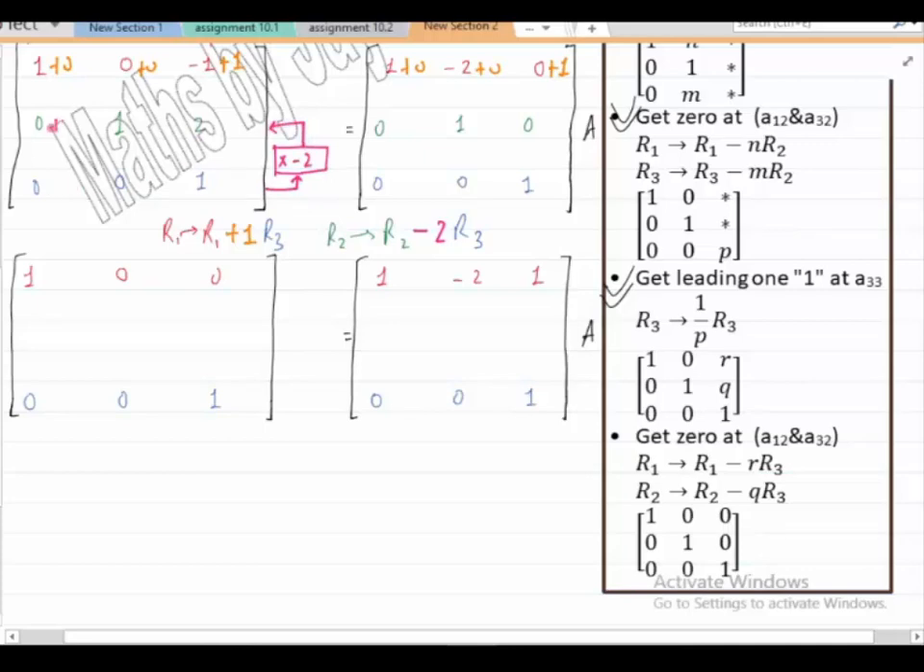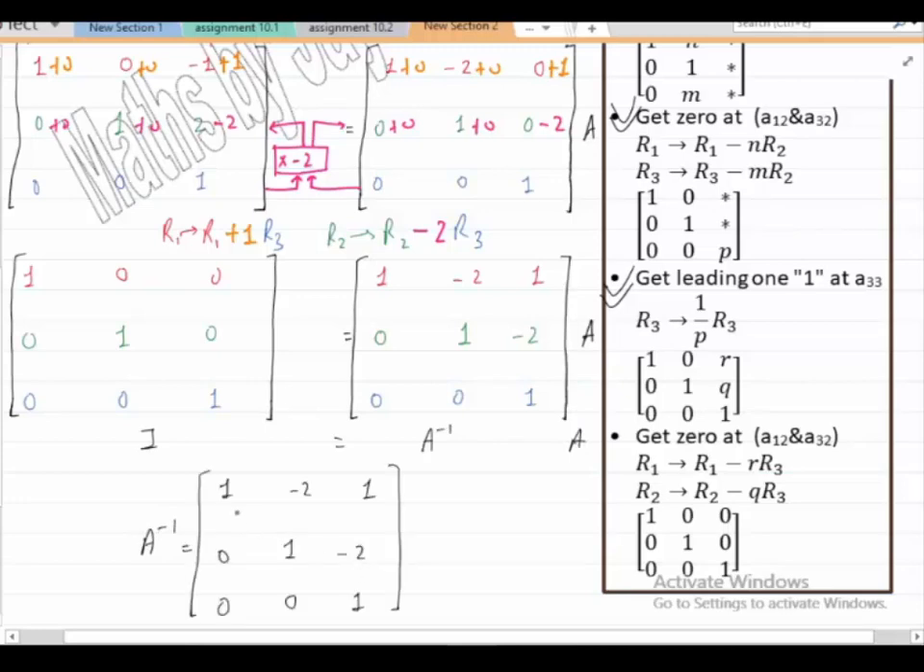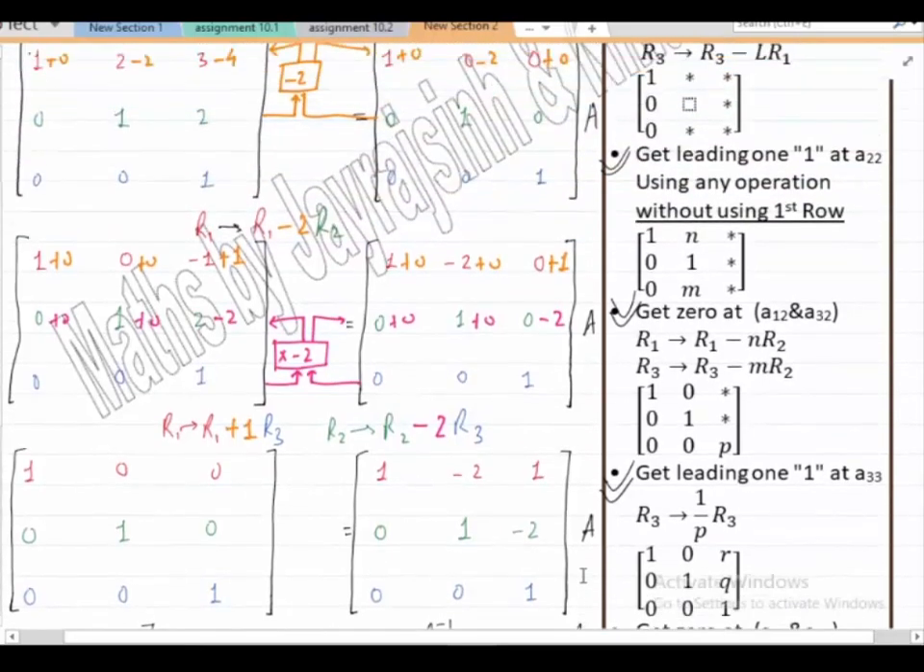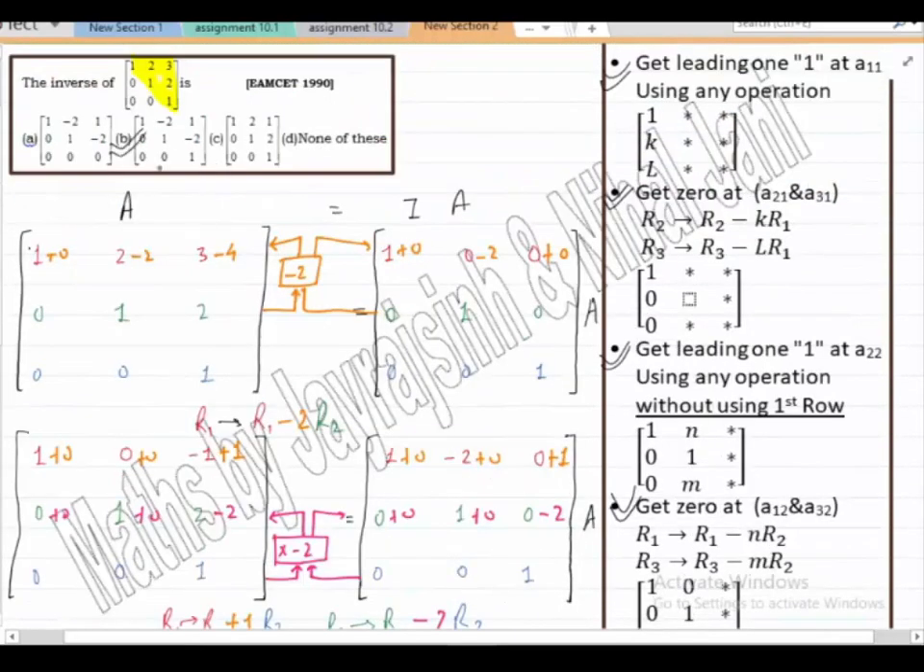So 0 minus 2s are 0, 0 and 1 minus 2s are minus 2. The same thing on the right side will give us 0 minus 2s are 0, 0 and minus 2, which will give us 0, 0, 1, 1, 0 and 0, 1, minus 2. So we get I is equal to A inverse A form, which suggests that our A inverse is 1, minus 2, 1, 0, 1, minus 2 and 0, 0, 1. Ta-da! Option B is your answer.